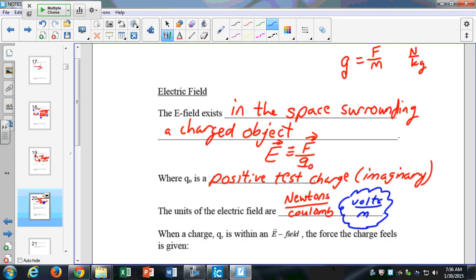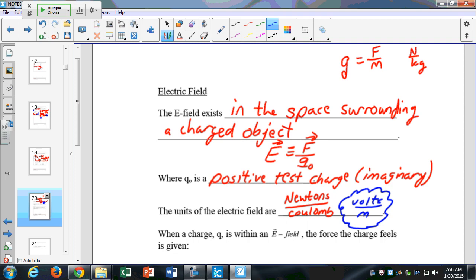Volts per meter. We'll see that when we get into potential. Volts is a measure of potential. So when we're talking about electricity, we have forces, electric fields, and electric potential. The forces are just our forces. The electric field is a force per unit charge, and the potential is an energy per unit charge. So those three quantities are all related.